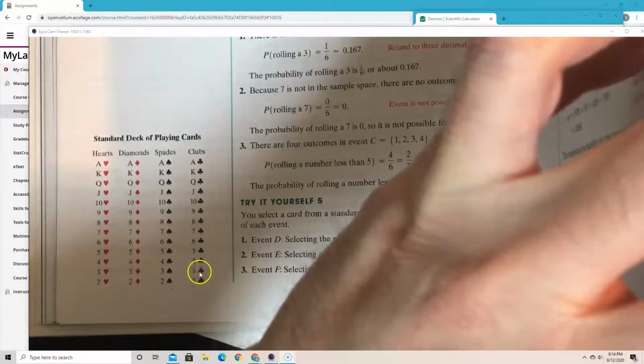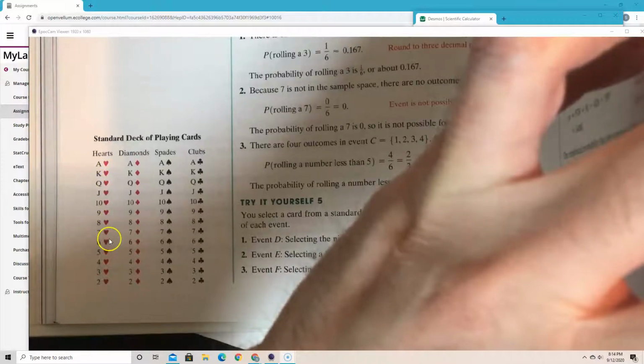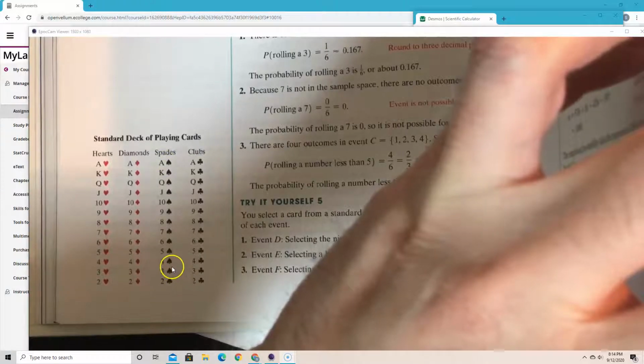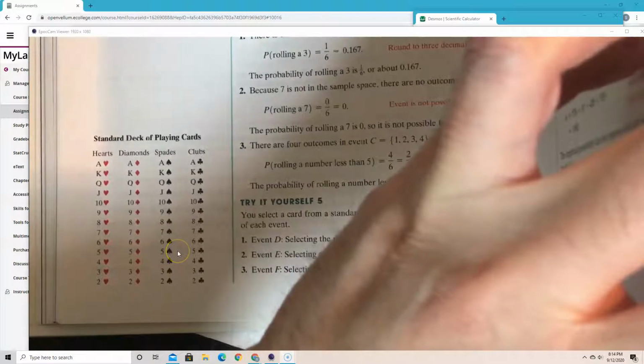But there's an equal number of clubs, spades, diamonds, and hearts. And if you count, there's 1, 2, 3, 4, 5, 6, 7, 8, 9, 10, 11, 12, 13. There are 13 hearts, 13 diamonds, 13 spades, 13 clubs. 13, 13, 13, and 13 are 52 cards. 52 cards in a standard plain deck. Usually they come with 2 jokers, and if you throw them in, you would have 54. But the standard deck is just considered these 52.